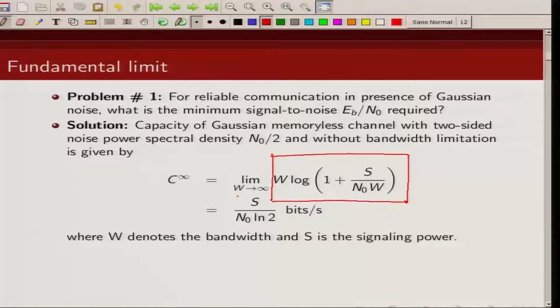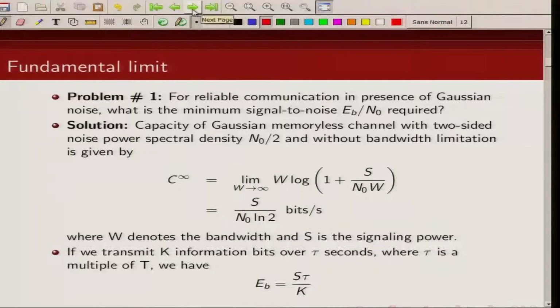Now, we are considering when bandwidth is infinite. When W is infinite, log of 1 will be 0 and 1 by W will also go to 0, so this is a 0 by 0 form. So, we will differentiate and we can find out that the capacity when bandwidth is infinite is given by S by N naught natural log of 2 bits per second.